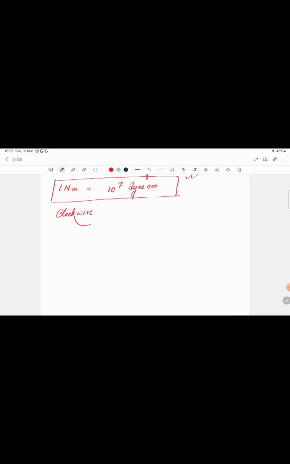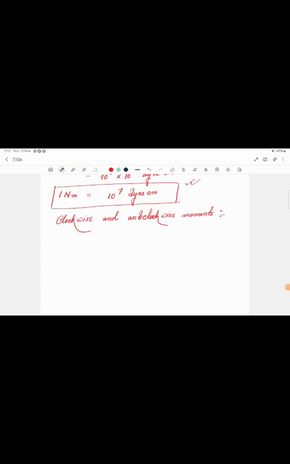Clockwise and anti-clockwise moments. Now we have to introduce the clockwise moments. What about the clockwise moments?